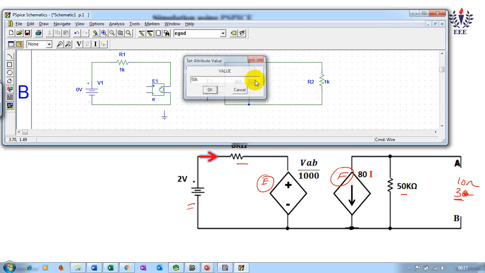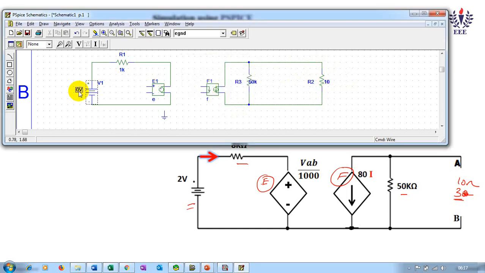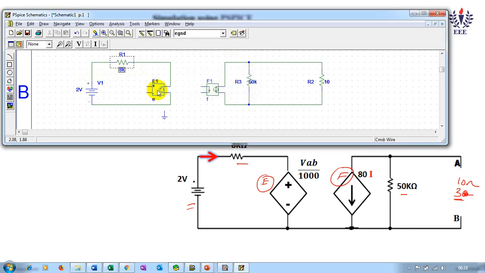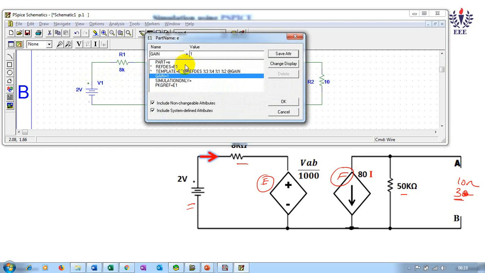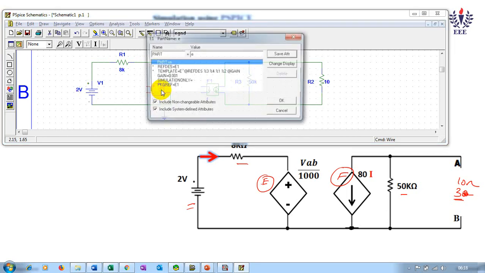So this was 50k and this was 10 ohm, and then this was 2 volt, this was 8k. Now what is your gain here? Your gain is not 1 and it is neither 1 by 1000. As I told, we substitute it in decimal points. So what is 1 by 1000? Instead of substituting 1 by 1000, calculate the value of 1 by 1000. That is nothing but 0.001, right?